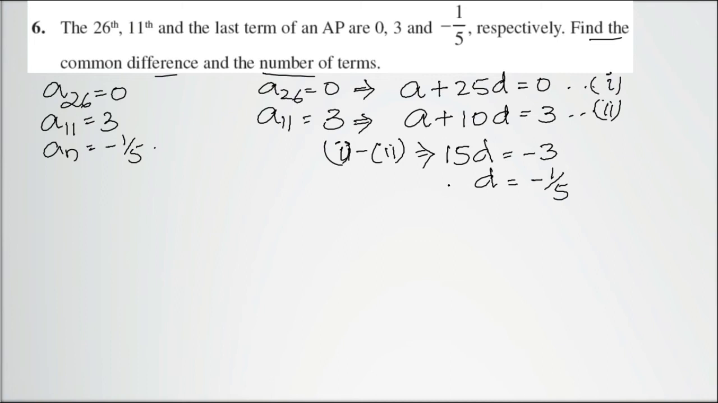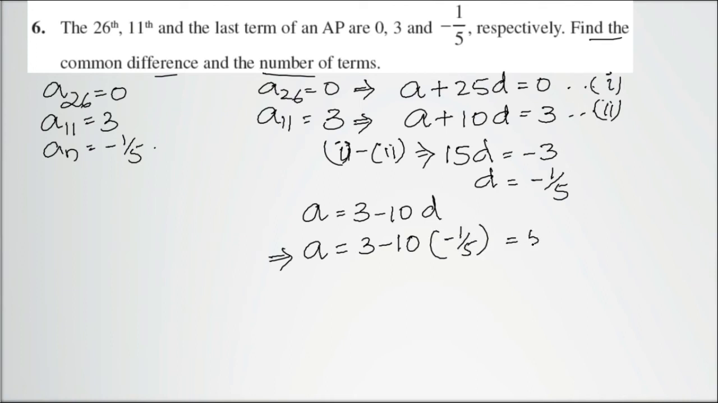Now with this common difference, I can find the first term. First term A, I can find it as 3 minus 10D, which will be A equal to 3 minus 10 times negative 1 by 5. We get the first term as 5.